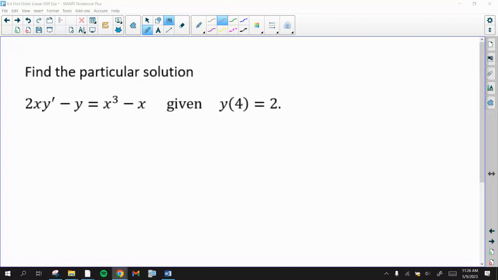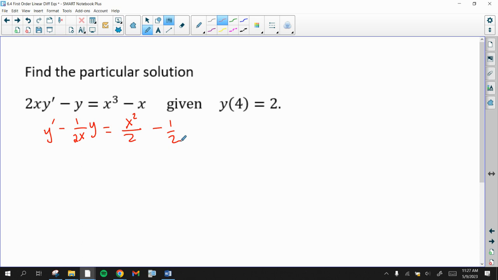We are going to attempt to solve this differential equation with an initial condition. So it is a first order linear differential equation, and we're going to get it into shape here by dividing everything by 2x first. There we go. So I believe I did that right.